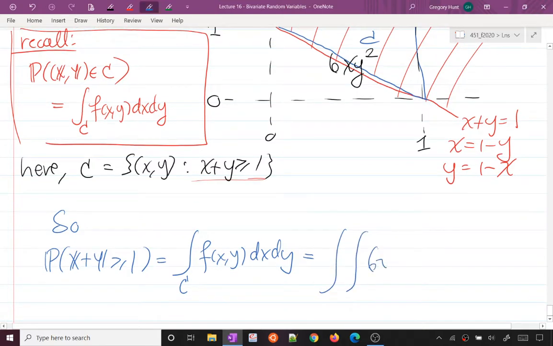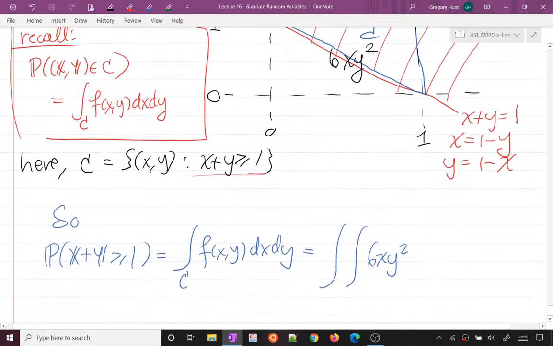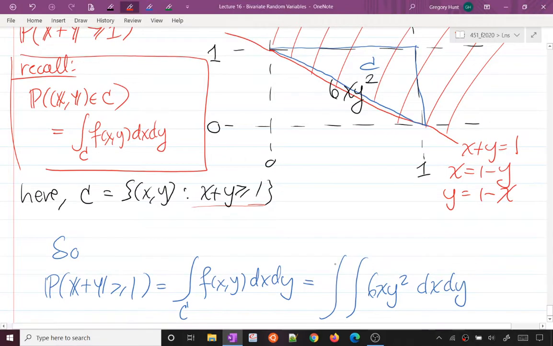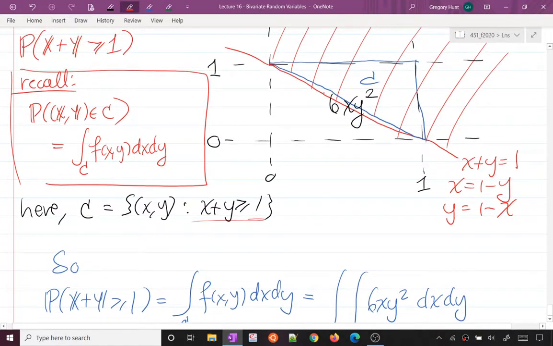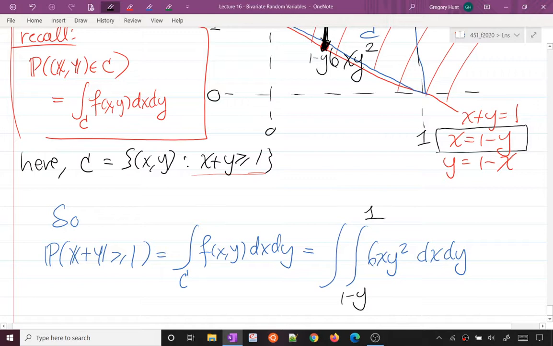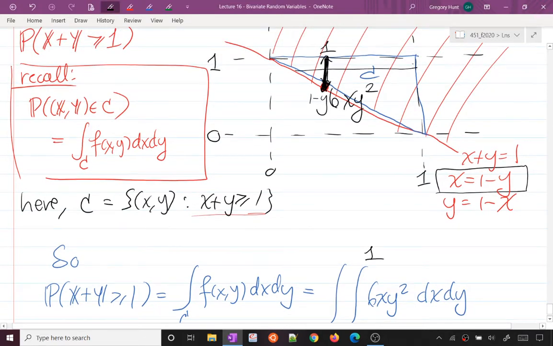So I'm integrating 6xy squared, right? That's what I wrote. And I'm integrating dx dy. Okay, so if my inner integral is with respect to x, then I fix an x, and I integrate kind of this slice here, right? And so I'm going to go, using this equation, from 1 minus y to 1. So my inner integral goes from 1 minus y to 1. And my outer one is just y.